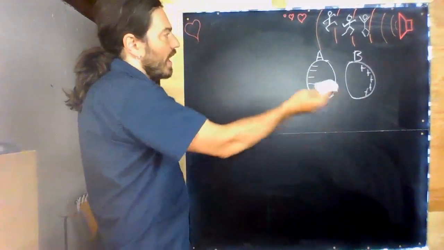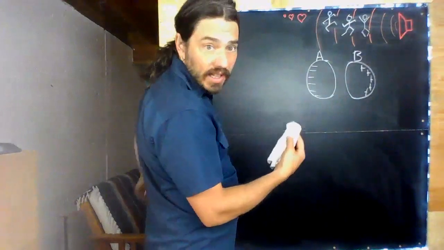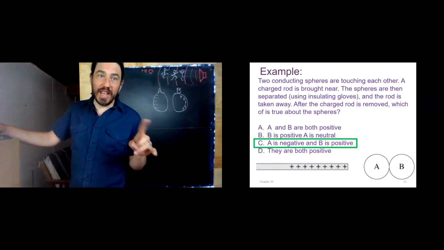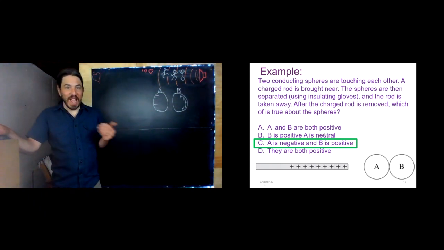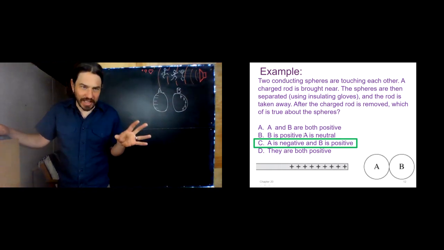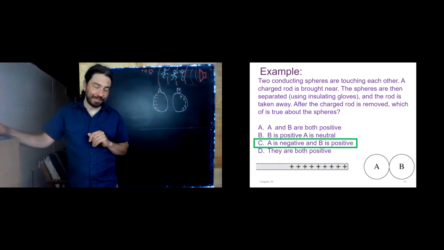What happens? Well, A is negative and B is positive. And so the answer we reach is that A is negative and B is positive. And so we've charged these spheres, interestingly, without rubbing them or hooking them up to a battery or anything like that. This is called charge by induction.